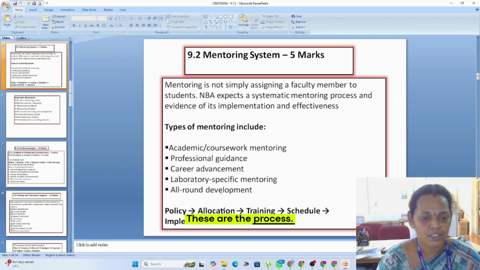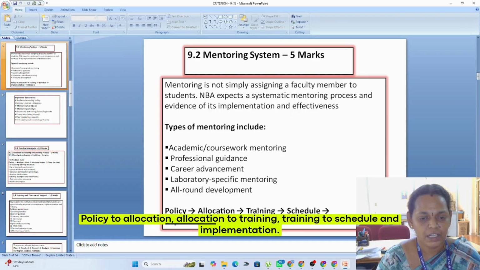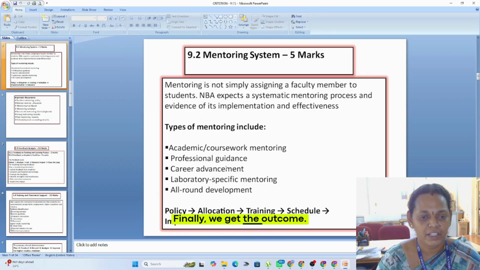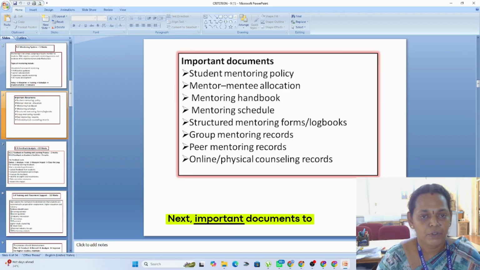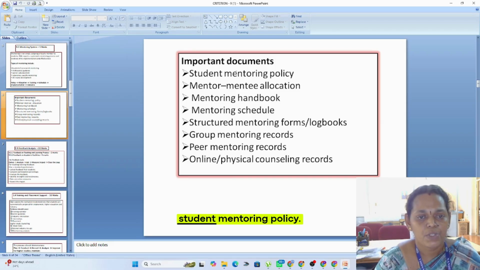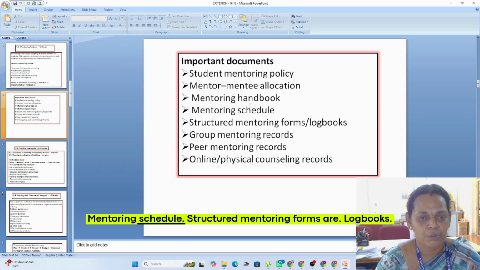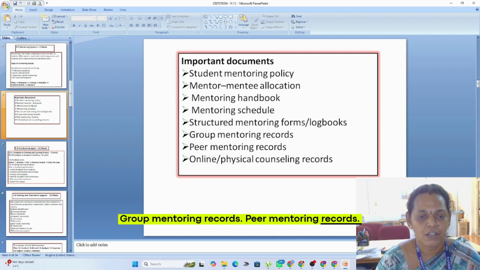This is the process: policy to allocation, allocation to training, training to schedule and implementation. Finally, we get the outcome. Next, important documents to be maintained. First one, student mentoring policy, mentor-mentee allocation, mentoring handbook, mentoring schedule, structured mentoring forms or logbooks, group mentoring records, peer mentoring records, online or physical counseling records.